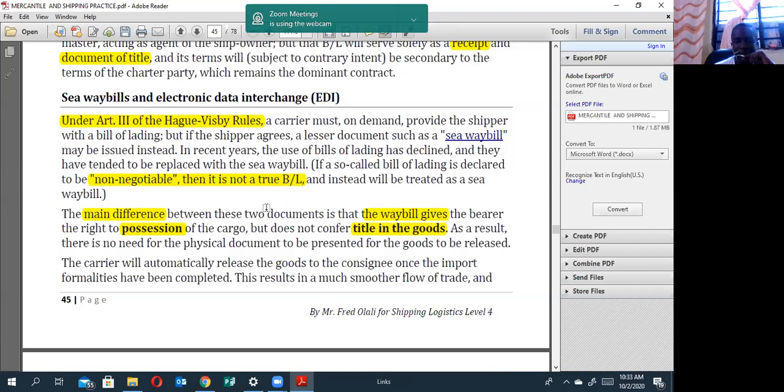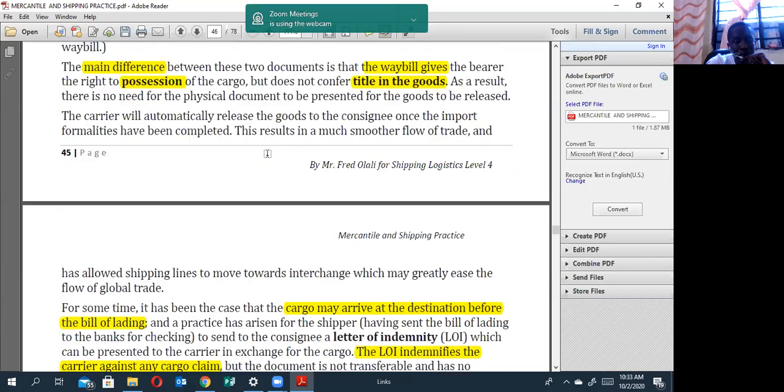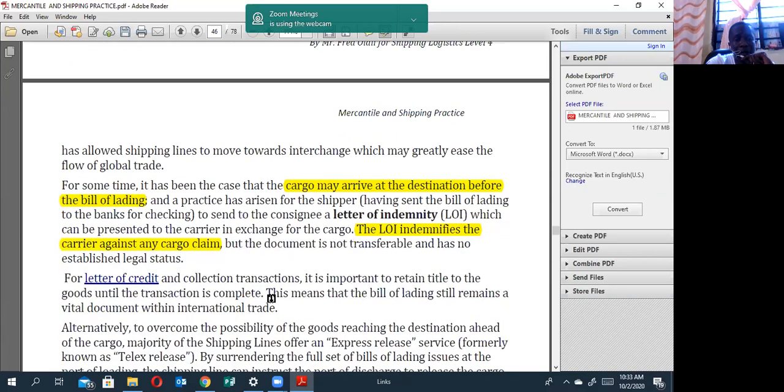This results in a much smoother flow of trade, and has allowed shipping lines to move towards electronic data interchange, which may greatly ease the flow of global trade.